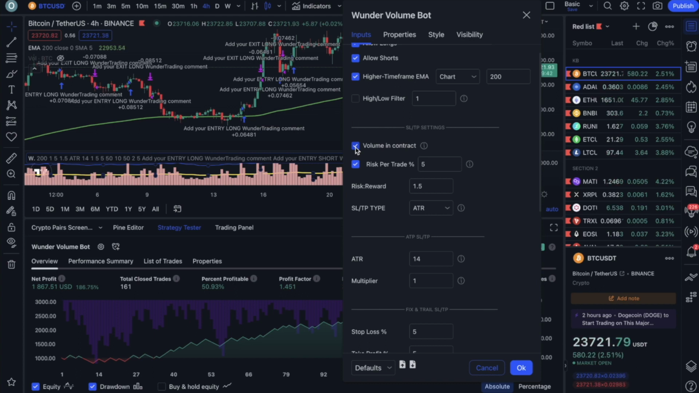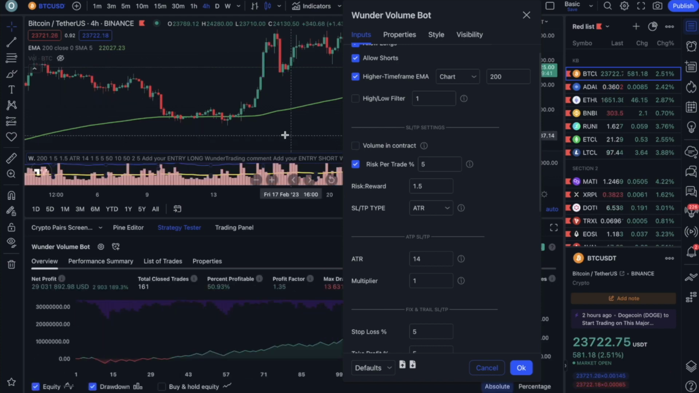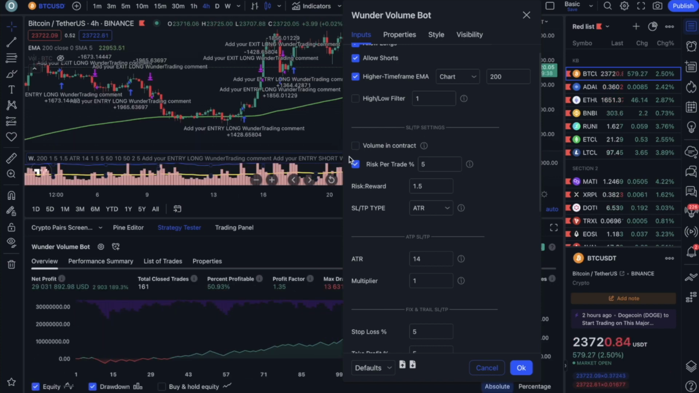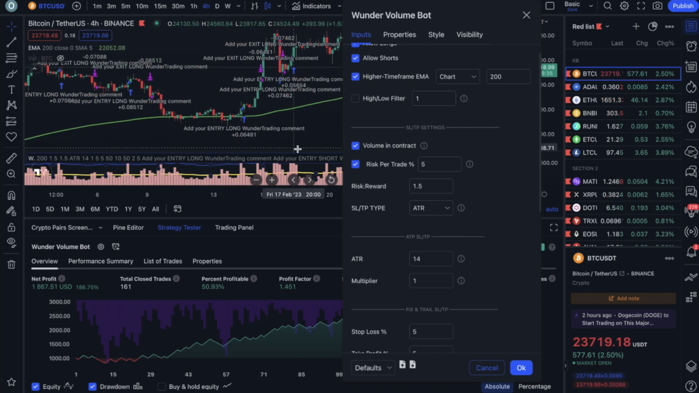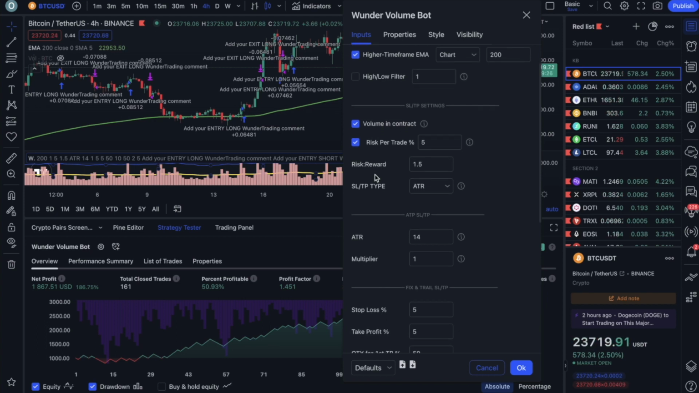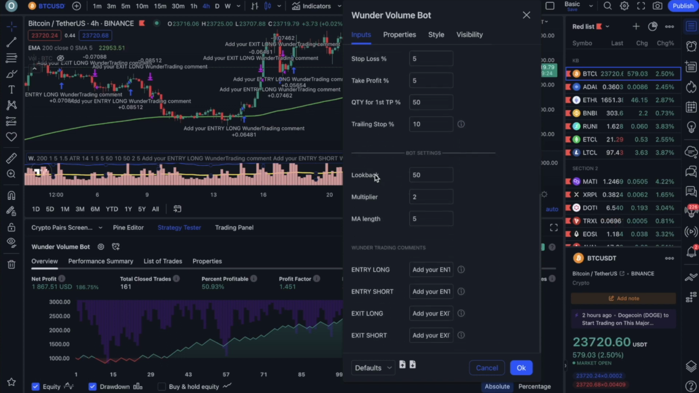Another important parameter is the volume in contracts. By turning this parameter on or off, you will change the calculation of the position that you will see on the graph. It will be either in contracts or dollars. This is done in order to properly transfer the volume to the WunderTrading platform. The last block of settings is related to comments from the WunderTrading platform, which we need to automate our strategy.